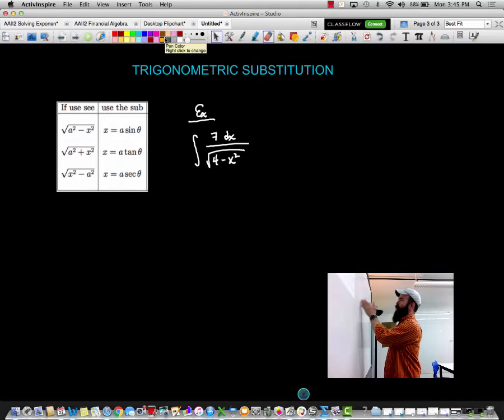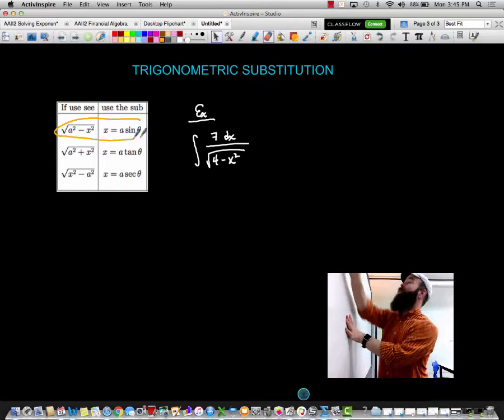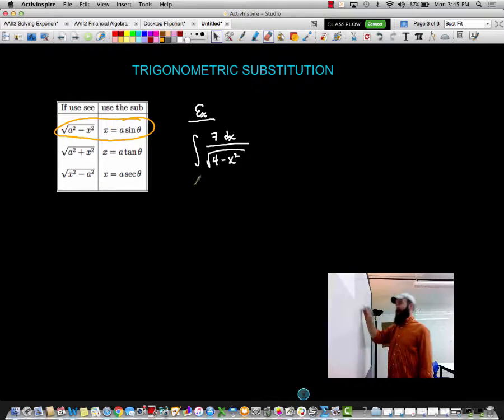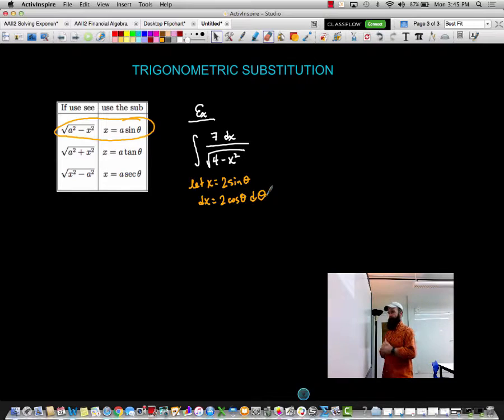So when I have a number squared minus x squared, the pattern that I want is this one. So I'm going to let x be 2, because that's the a here, sine theta. And then we're going to go ahead and follow the process of normal substitution. You find the differential by taking the derivative, and then multiplying both sides by that bottom differential. And then we're going to do the substitution.